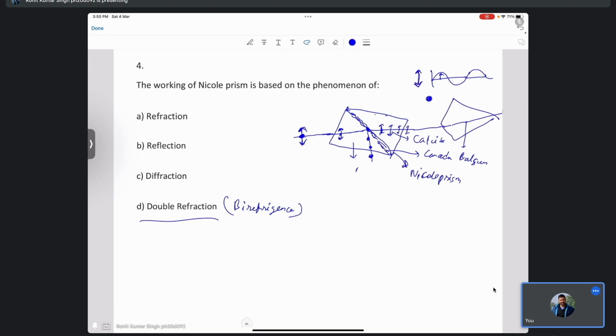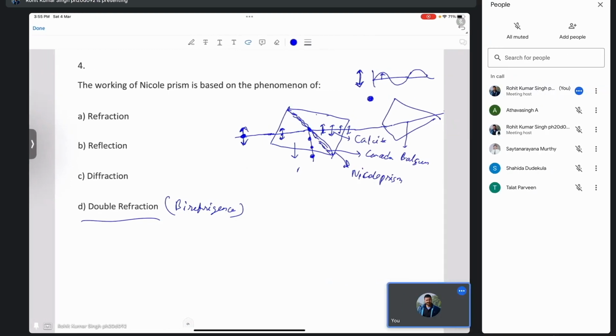Okay. So yeah, thank you, Satyanarayan, for correcting me.